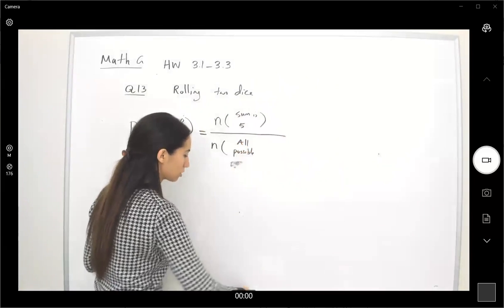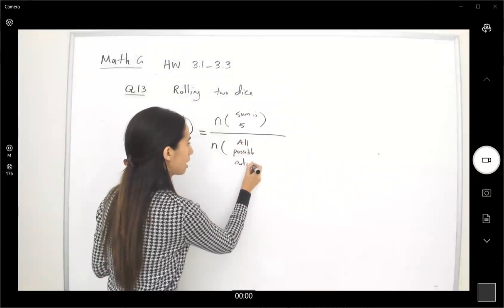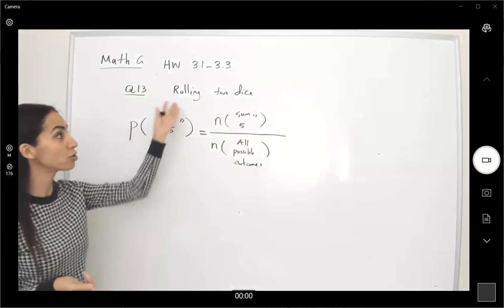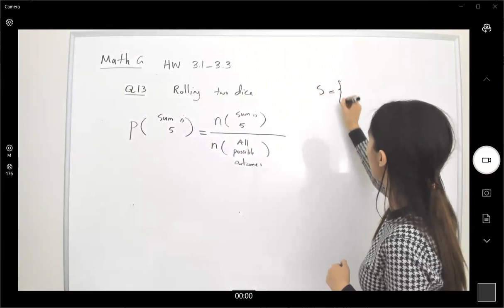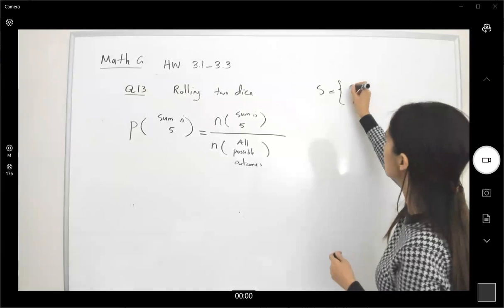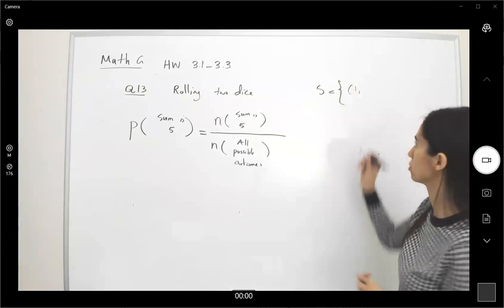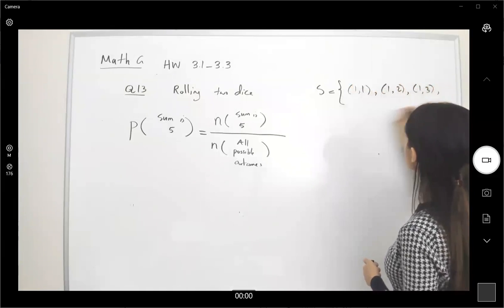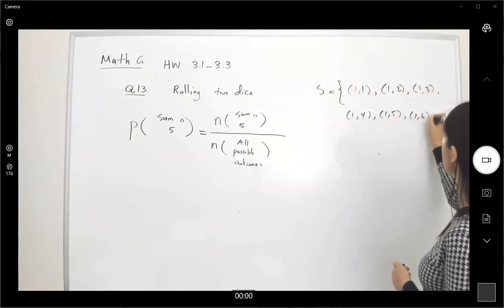events or outcomes. So let's write outcomes. It's easier. Okay, there you go. So you're actually rolling two dice. Remember that for the sample space, we have 36 different possibilities. The first possibility, you have 1 on the first dice, the second dice also 1. So 1, 1. Then you have 1, 2, 1, 3, 1, 4, 1 and 5, 1 and 6.